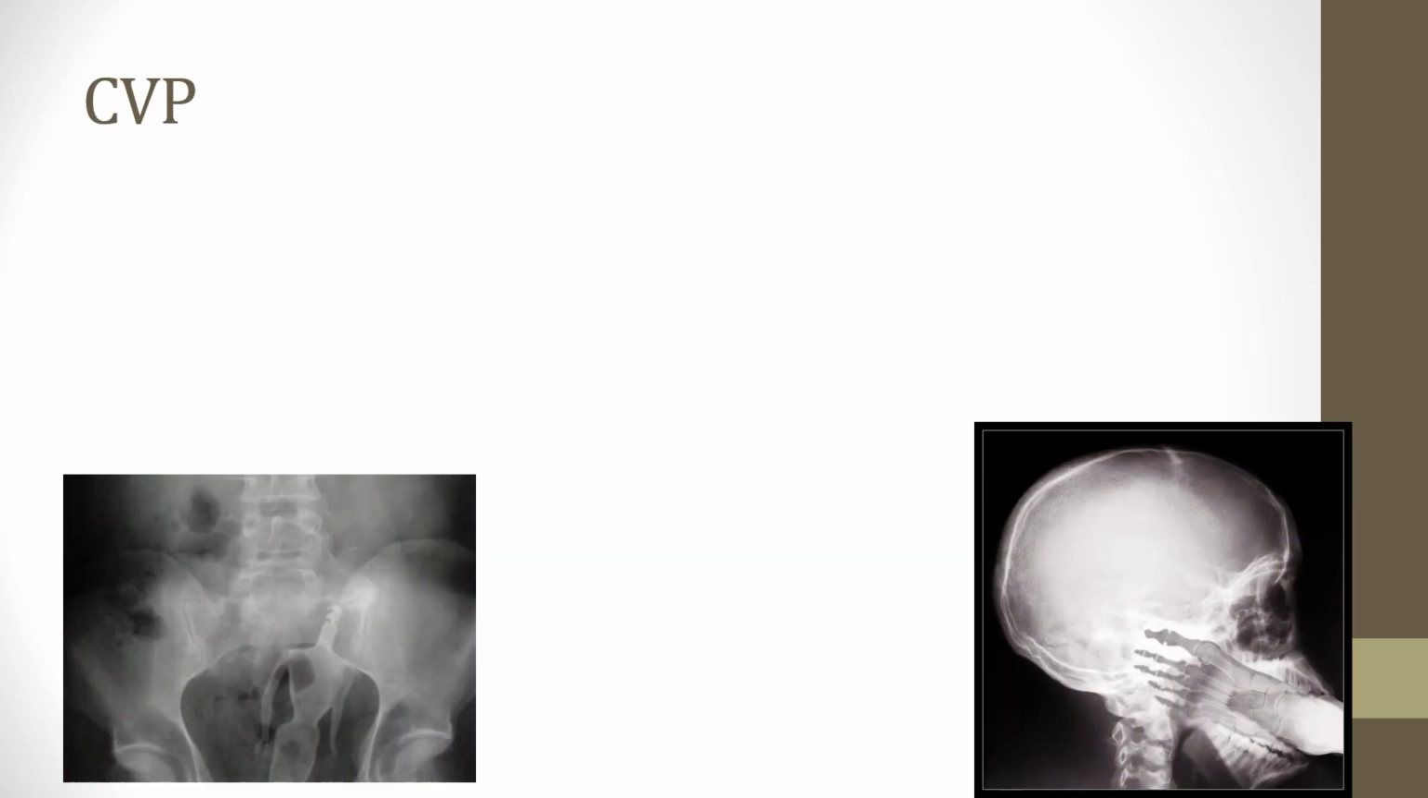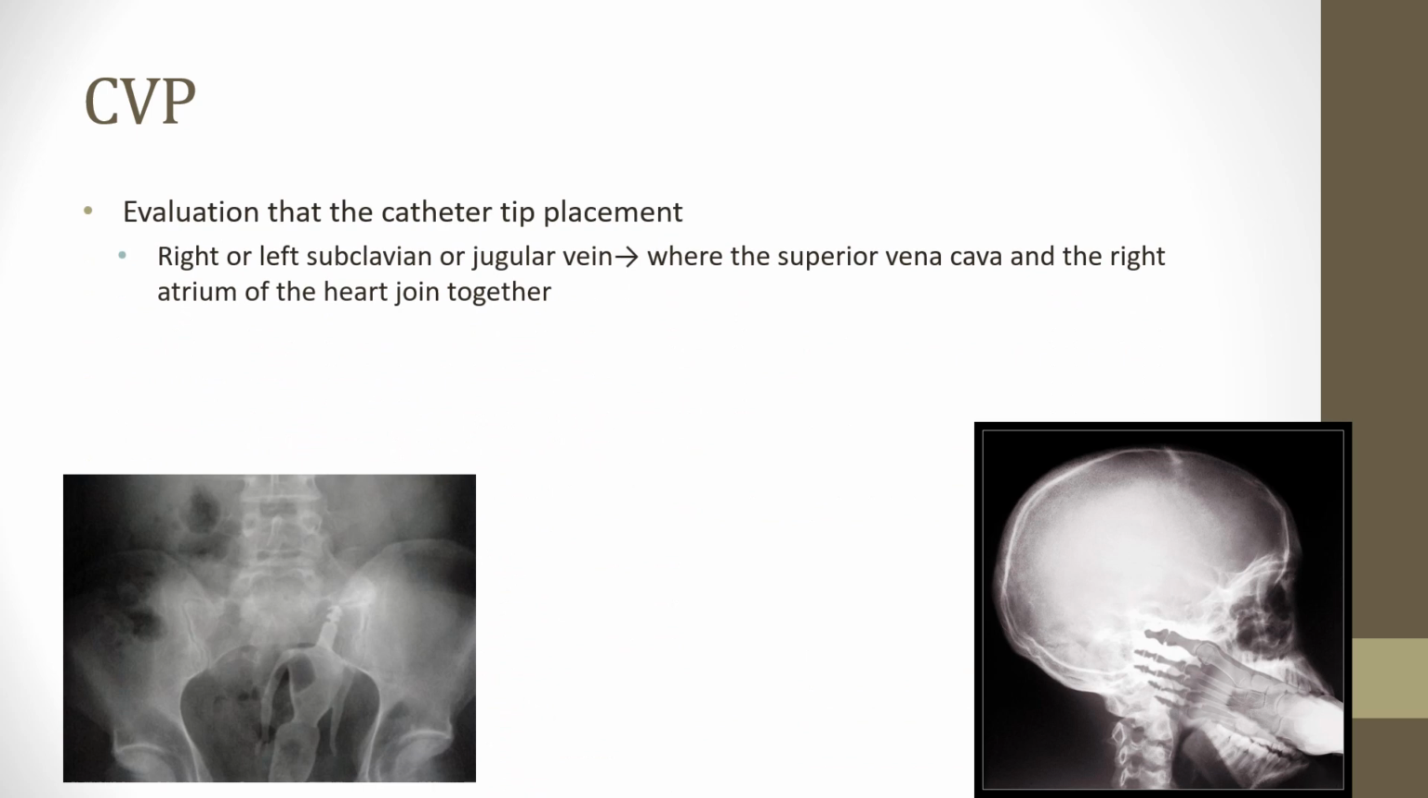CVP is especially going to be important when we get to the hemodynamics area. You want to see the catheter tip go into the right or left subclavian or into the jugular veins. IJs, EJs are more popular, but you still see subclavians as well.